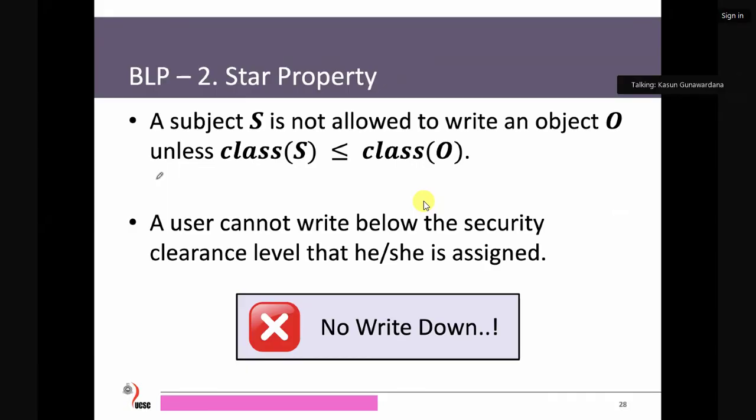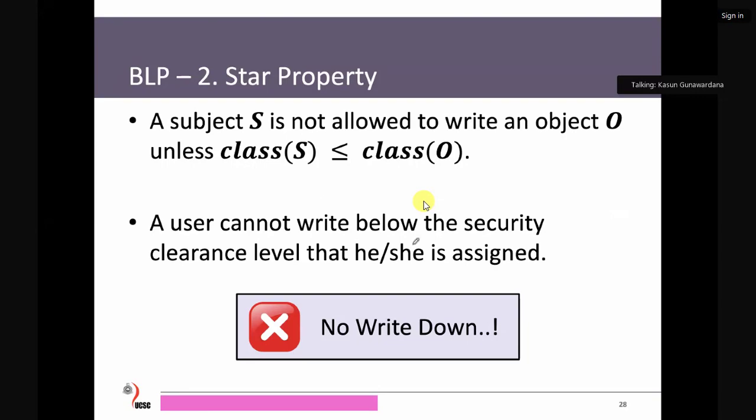I will repeat it. A subject S is not allowed to write an object O unless the classification level of S is inferior to the classification level of O. So the user's clearance level should be inferior to the data which is being written, right?